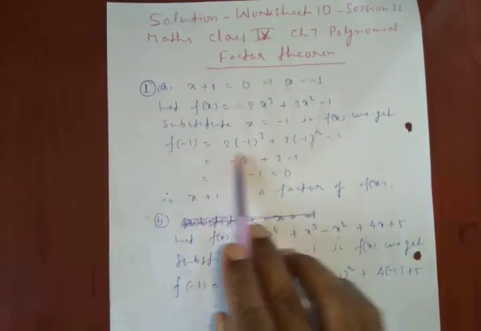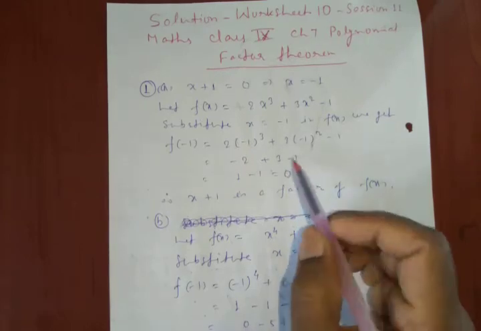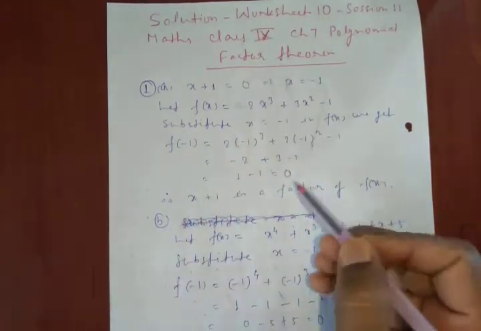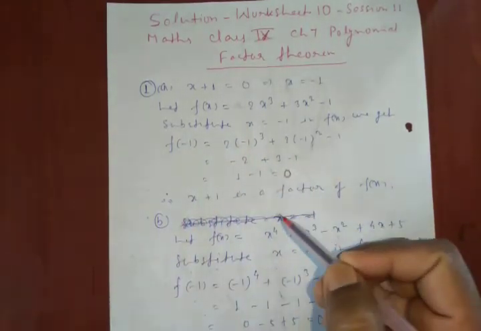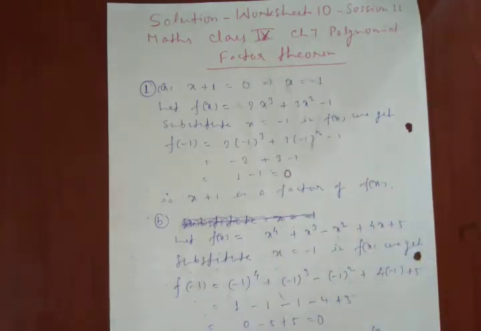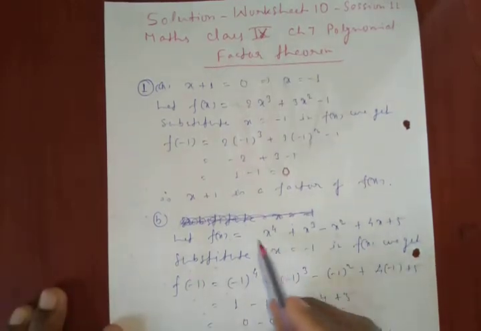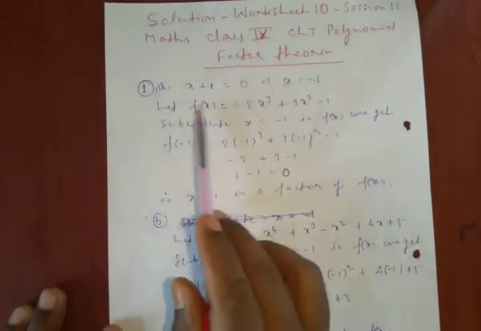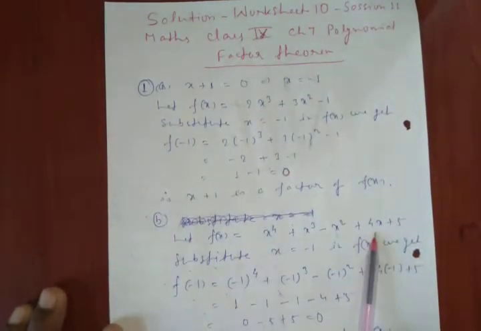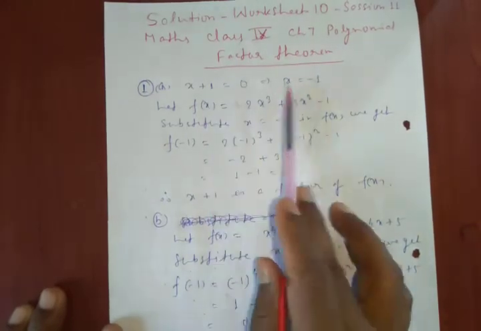That is f(-1) equal to, after solving you will get 0 here. Because after putting x equal to minus 1 we got 0, it means that x plus 1 is a factor of f(x). This is by the factor theorem. And the second question is also similar here. In this case again we have to show whether x plus 1 is a factor of this. Here we have already found the 0 of this polynomial, that is x equal to minus 1.